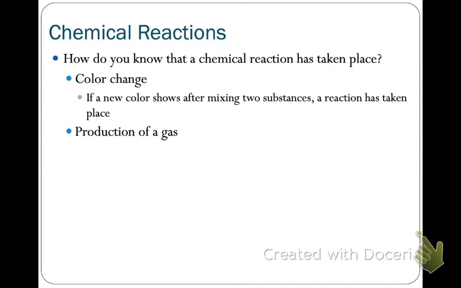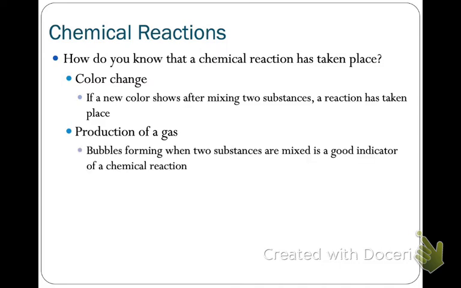If there is a gas that is produced, that's a good indicator for us that a chemical reaction has taken place. So if I mix together two liquids and bubbles start forming, right? Bubbles are an indicator that a gas is present. So if it's not boiling and bubbles are present, that tells us that there's a gas that's being produced and those gas particles are trying to get their way to the surface.